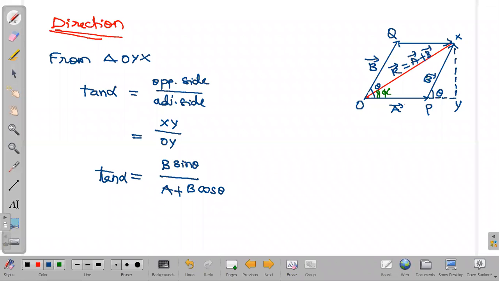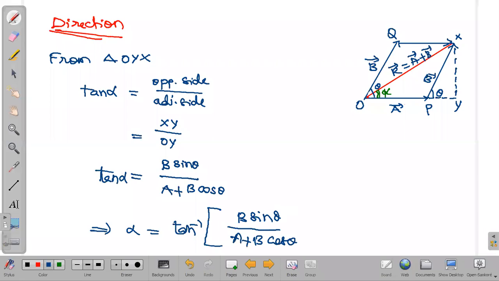Now if we want alpha, alpha is equal to tan inverse of B sin theta by A plus B cos theta. So if they ask us for the direction, we will find this angle. That angle will give us the direction of the resultant with the given vector A bar, right? So that is how we will find the magnitude as well as the direction.